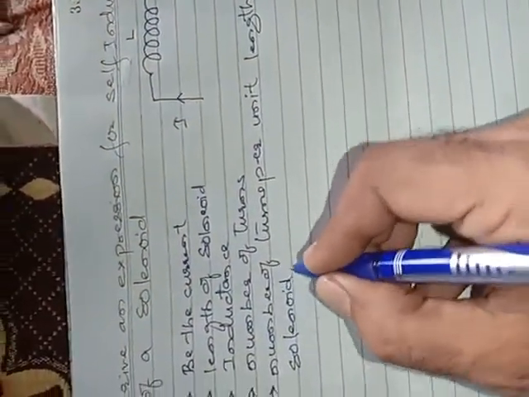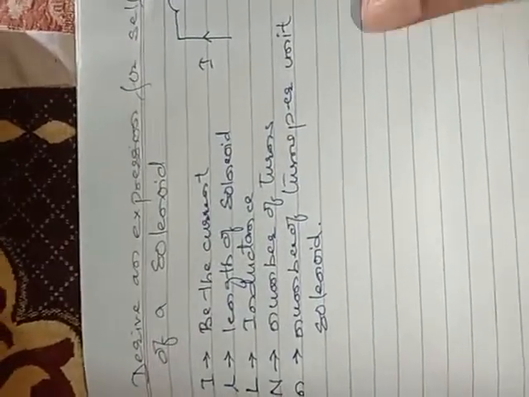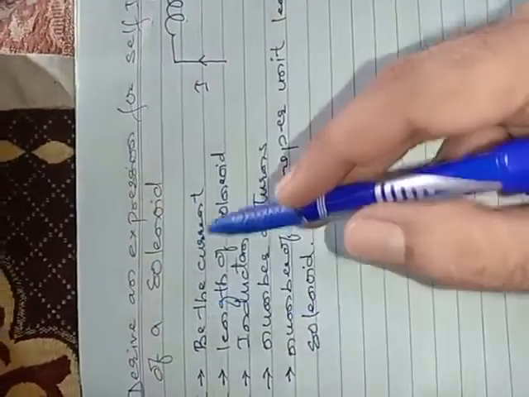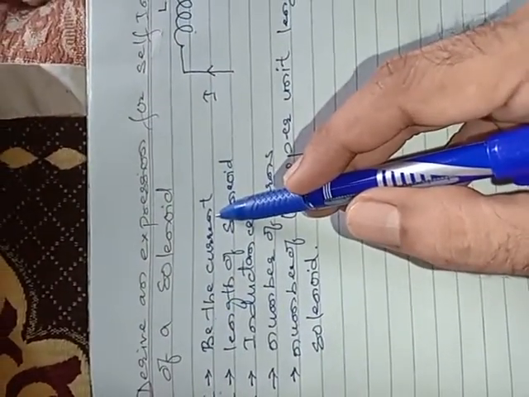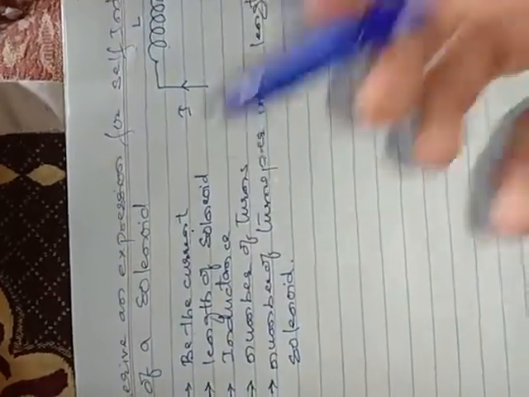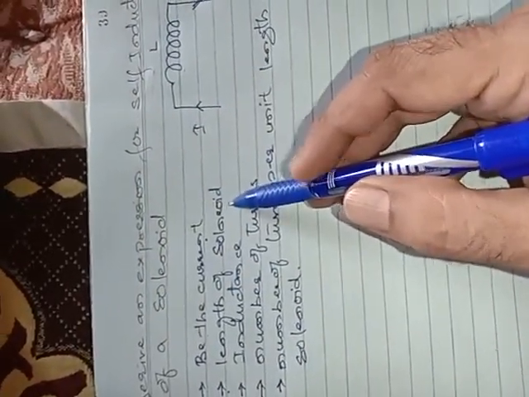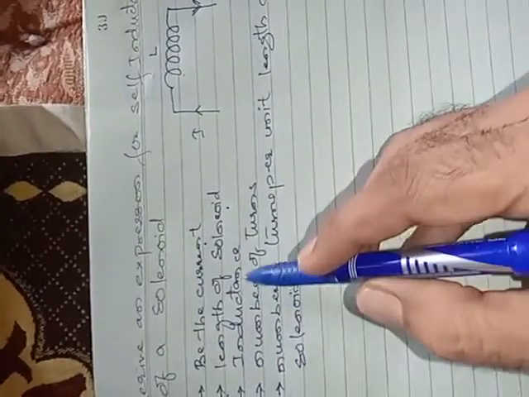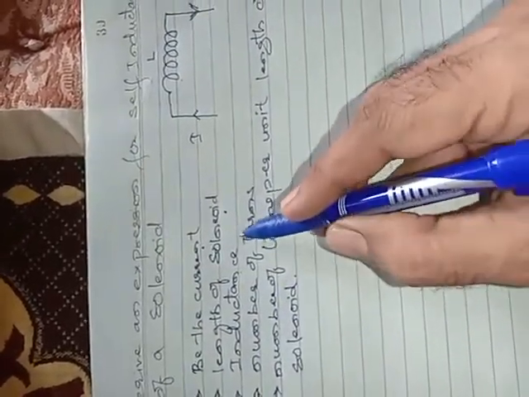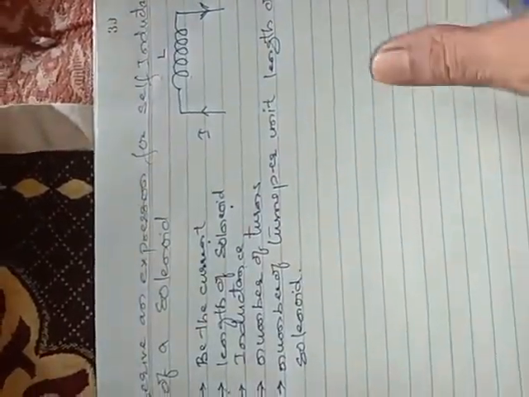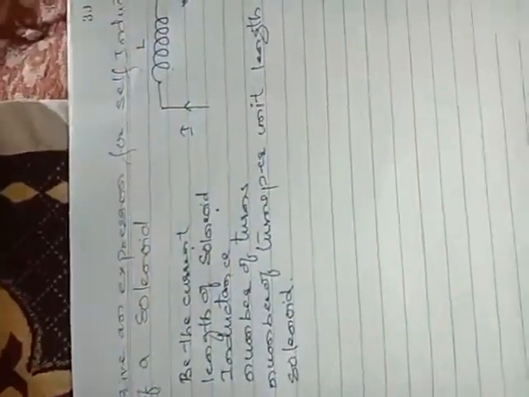Okay, for this particular derivation we have considered that L is the inductor, I be the current flowing through the inductor or the solenoid, small l is the length of the solenoid, capital L is the inductance, capital N is the number of turns of the solenoid, and small n is the number of turns per unit length of the solenoid. These are the assumptions we have made.